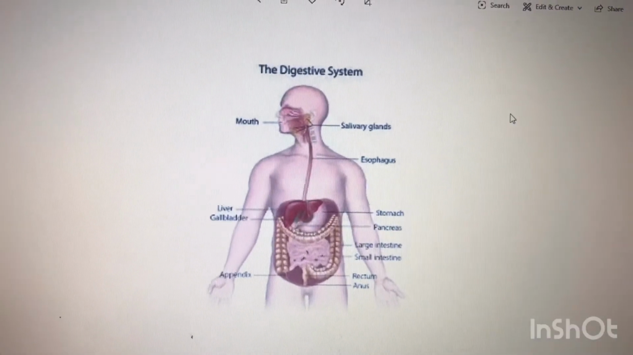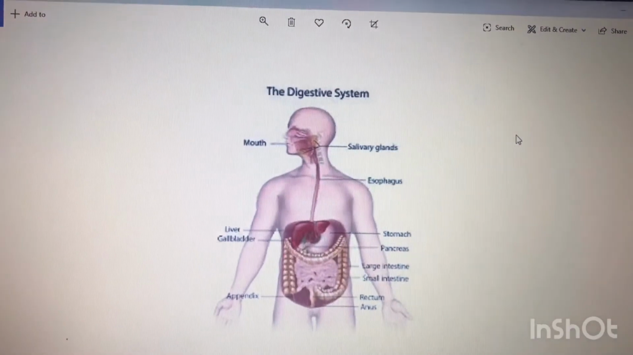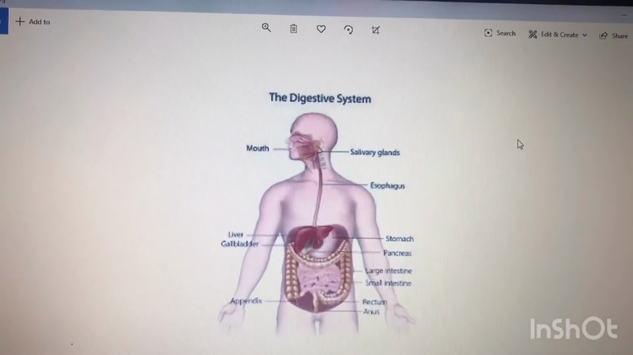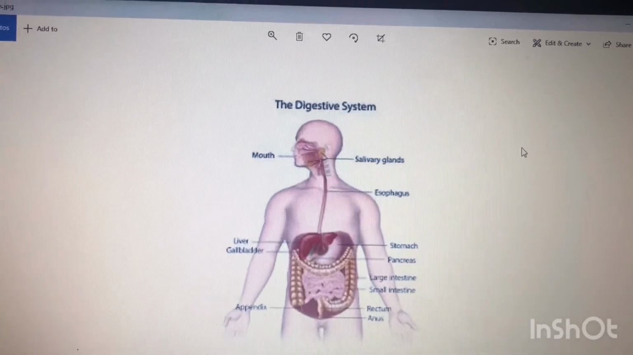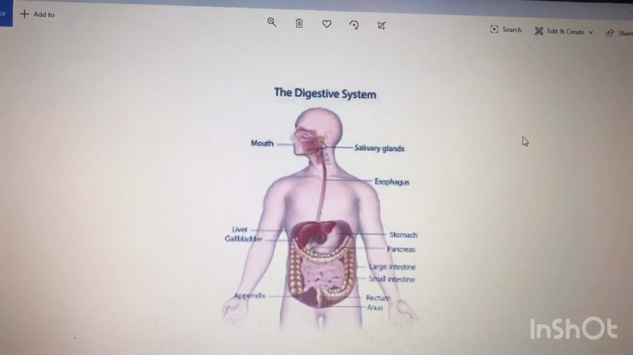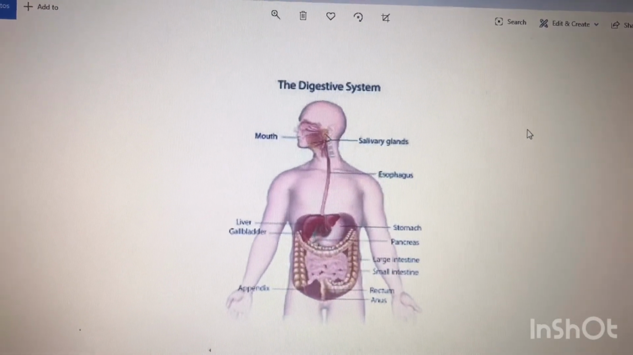It all starts in the mouth. Salivary glands secrete saliva which contains enzymes that initiate the breakdown of carbohydrates, and this is a chemical process. It is also where the mechanical breakdown of food begins.